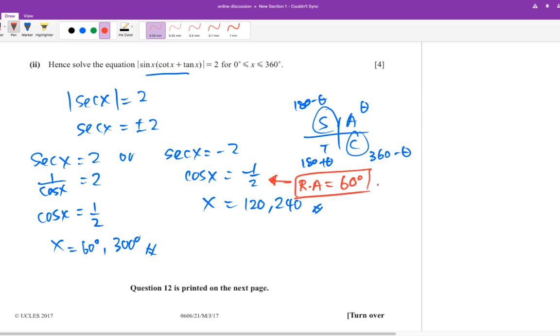How to find the reference angle? Basically, you move your cos to the other side and then you type the positive half. Ignore the negative first. After you have the reference angle, cos will be negative in these two quadrants, right? Then you just do 180 minus 60, you will get 120. Then the next one will be 180 plus 60, so you will get 240.